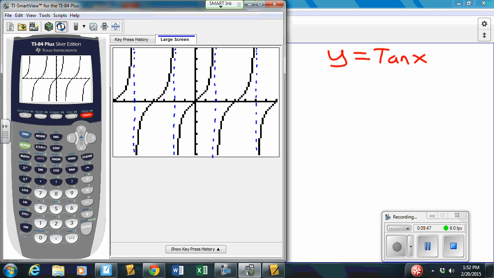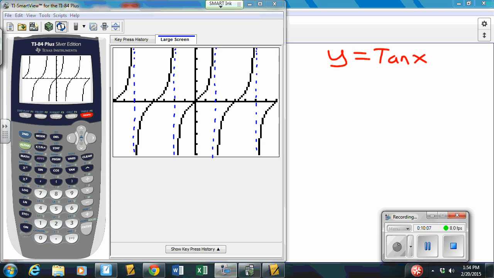So what I want you to do right now in your groups, I want you to discuss two things. I want you to discuss where one period goes from where to where, what interval along the x-axis, and also what is the period of the tangent function based on this graph. So those two things. Let me give you a minute. All right, I'm going to ask you a few questions. Okay, I'm going to start with this group back here.